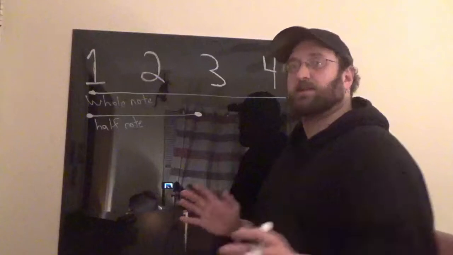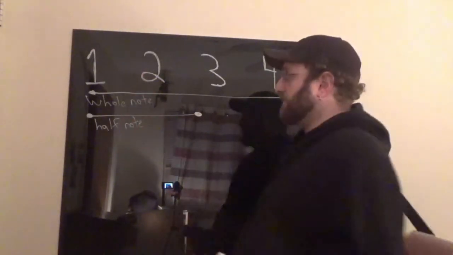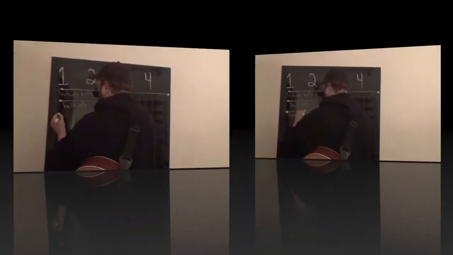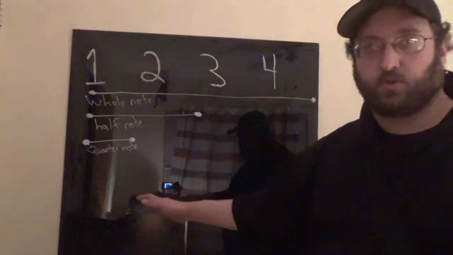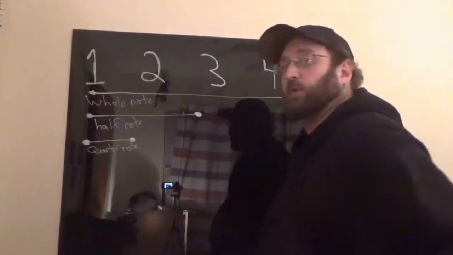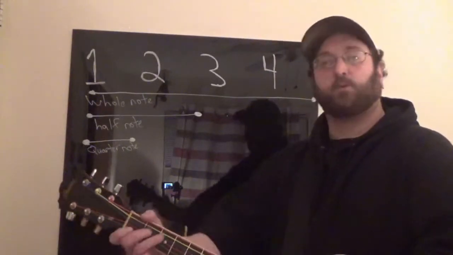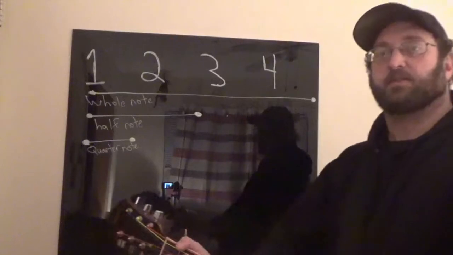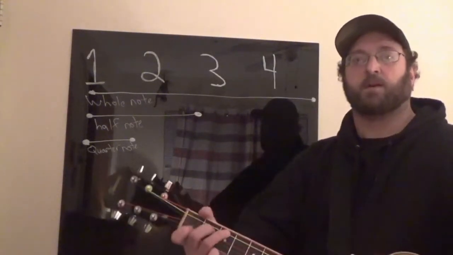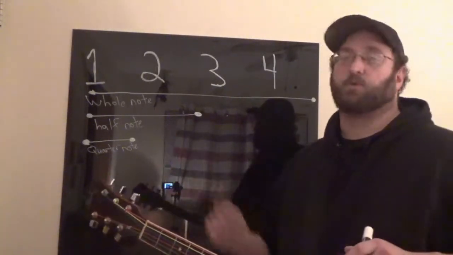Okay, so the next thing we have is half of a half note, and that is called a quarter note. A quarter note will only last for the 1 count. So we'll have 1, 2, 3, 4, 1, 2, 3, 4, and so on. So that's our quarter note.